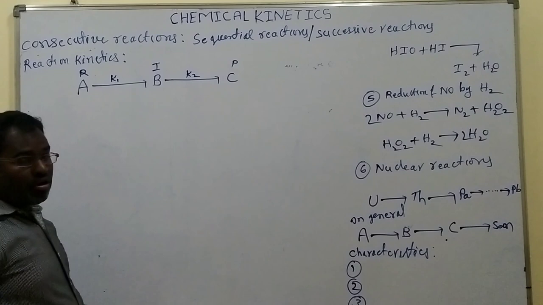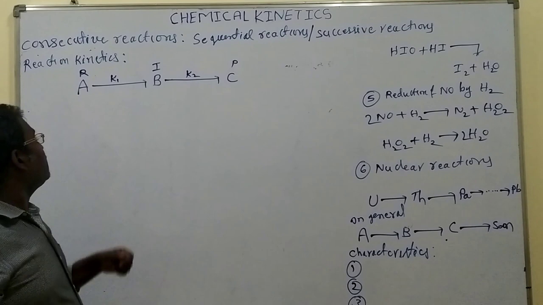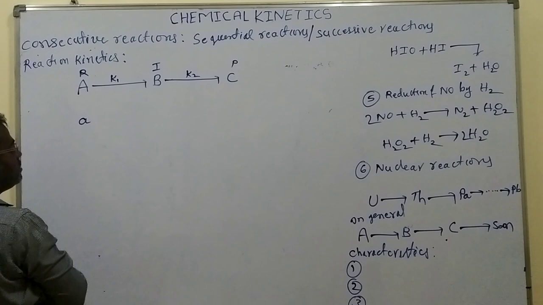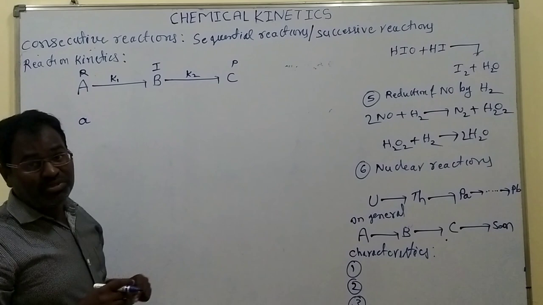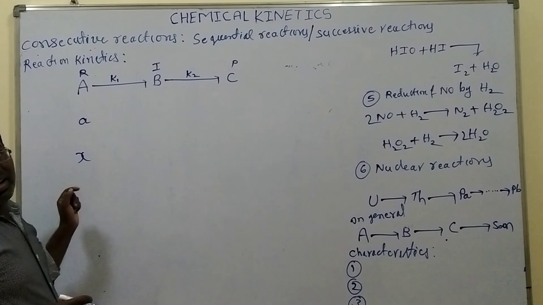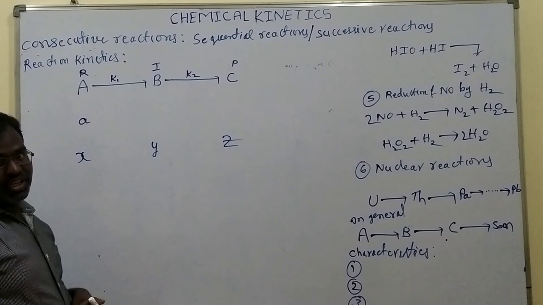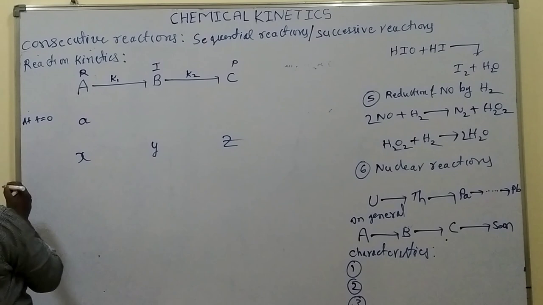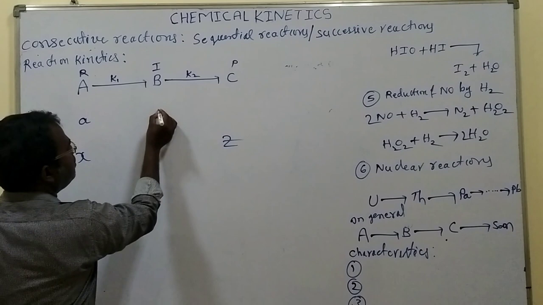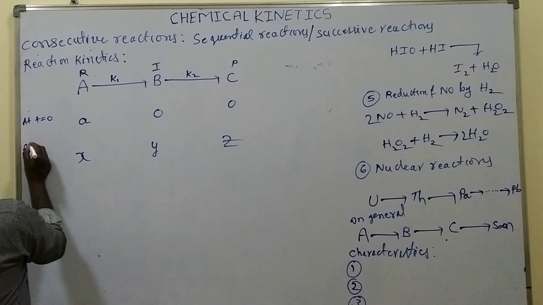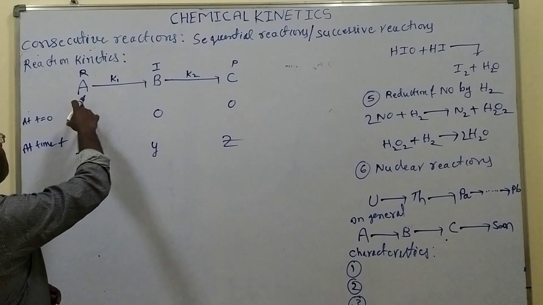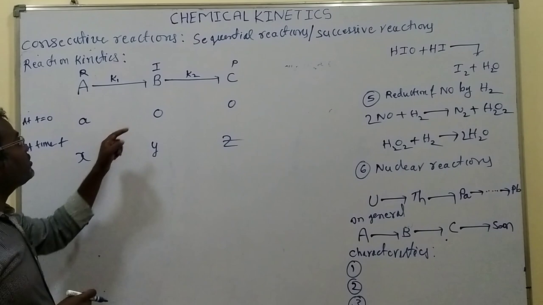Now, just assume we start with A moles of the reactant A. After time T, assume X moles of A will be left behind, whereas we have Y moles of B and Z moles of C at time T. So at T equal to 0, that means initial concentrations, the initial concentration of the reactant A is A, and B is 0 and C is also 0, whereas at time T the left amount of A is X moles, B is Y moles and C is Z moles.